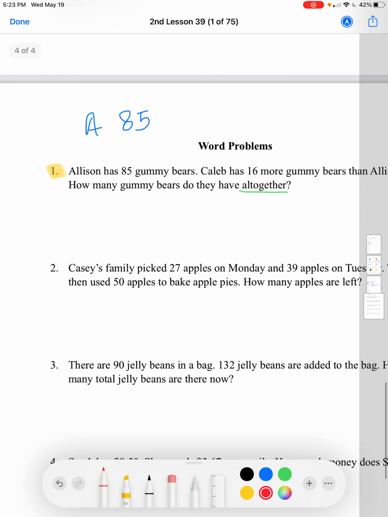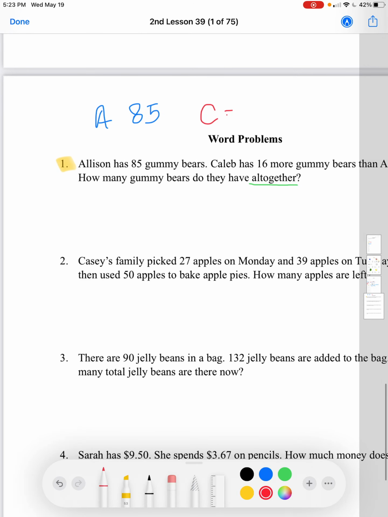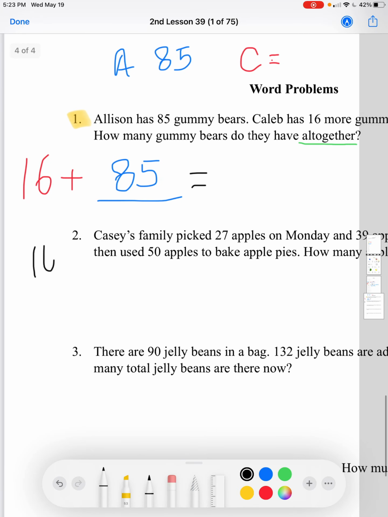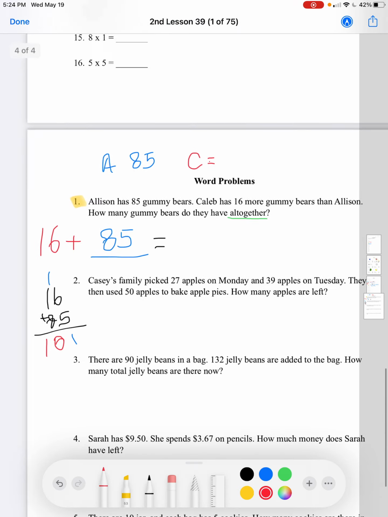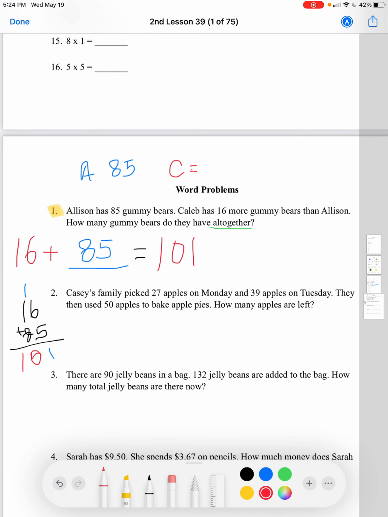So let's do 16 plus Allison's, which is 85. And to find the answer, let's add right here, 16 plus 85. 6 plus 5 equals 11. We'll move the 10. And in the tens place, we have 1 plus 1, which equals 2. 2 plus 8 equals 10. 101. Oopsies. So this is 101. Remember, this is Caleb. We're trying to find how much Caleb has.